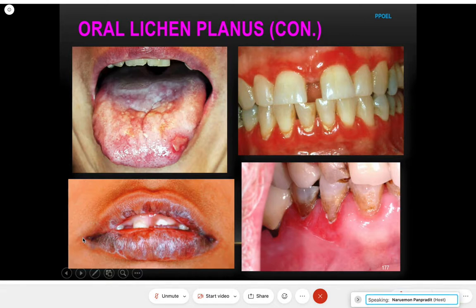In the gum you can see a red area beyond the marginal gingiva. We call this phenomenon desquamative gingivitis. One character of lichen planus can show like this, atrophic or redness of the gum, called desquamative gingivitis. And next, for the lower one, this is an example of erosion of the epithelium.